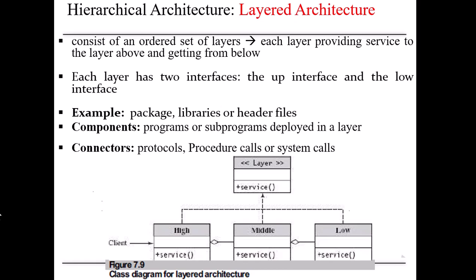The components of layered architecture are the programs or subprograms deployed in each layer. So inside a layer, we have programs and subprograms. Then connectors. Connector examples are protocols. A protocol is defined as a set of instructions which guides what to do. So here the protocol guides service creation, service communication, procedure calls or system calls.